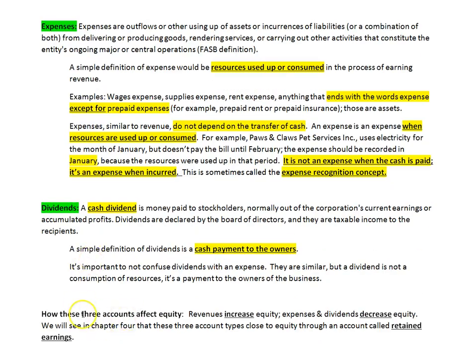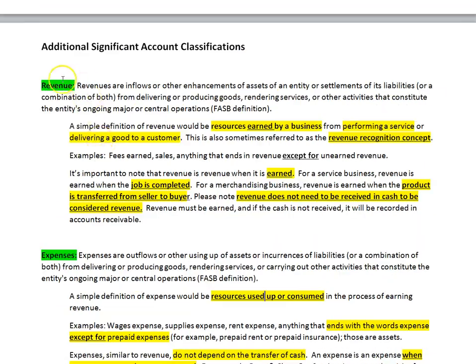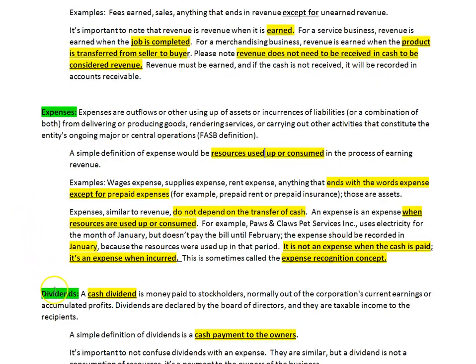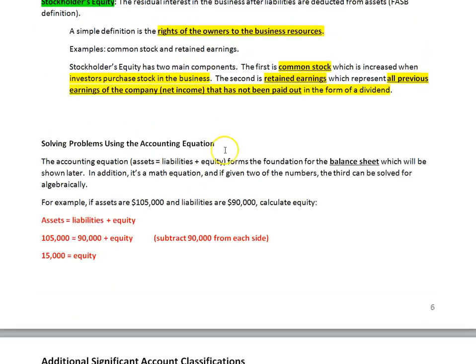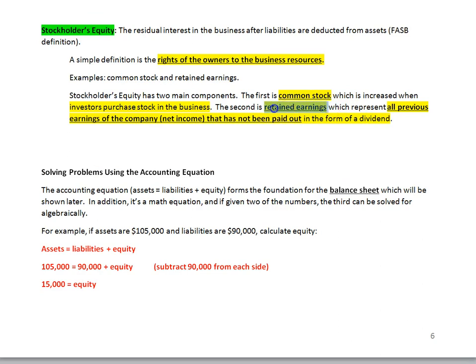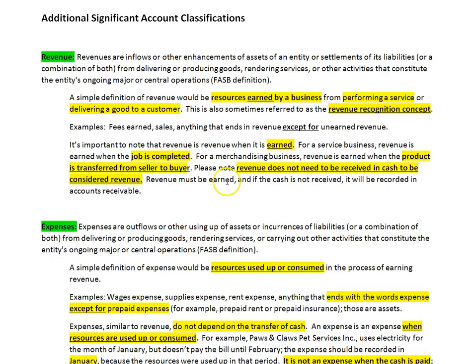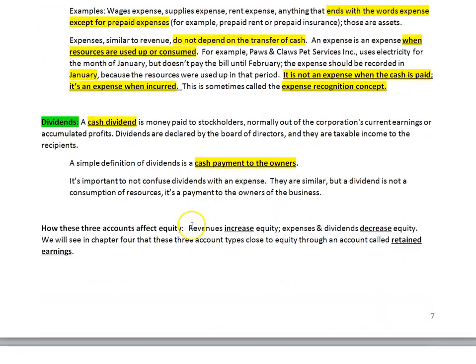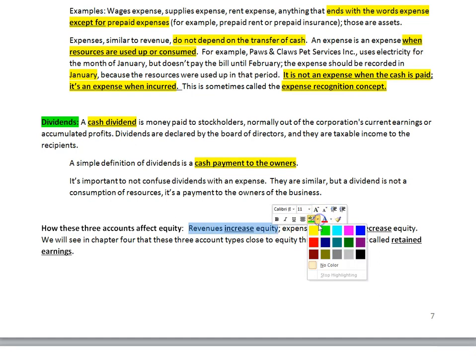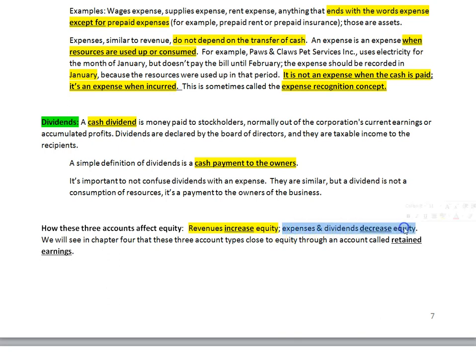Alright, the last part here is a little complicated. These 3 accounts here, at the end of the accounting period, we're going to see in Chapter 4, are going to close out to retained earnings. So all of the ones on the second page, revenue, expenses, and dividends, are all going to close out to retained earnings. We're going to see how they do that. Revenues will increase equity or increase retained earnings. Expenses and dividends will decrease retained earnings.